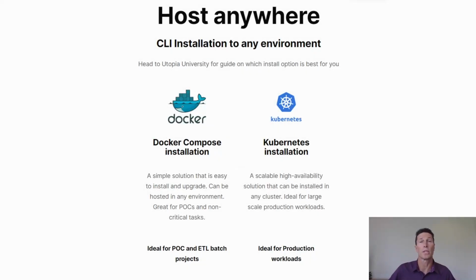Next, let's look at the hosting. You can host Utopia just about anywhere, as I've mentioned. And the way we do this is through either Docker Compose or Kubernetes. Docker Compose is a great option if you just want to do a quick installation. It's a bit simpler and good for a small dev project, something that's not mission critical. If you want to set up a highly scalable, highly redundant system, then Kubernetes is an excellent option. Have a look at our Utopia University to find a bit more information about both and how you can install them.